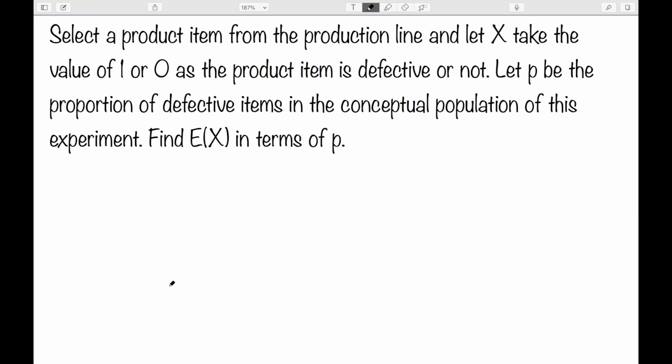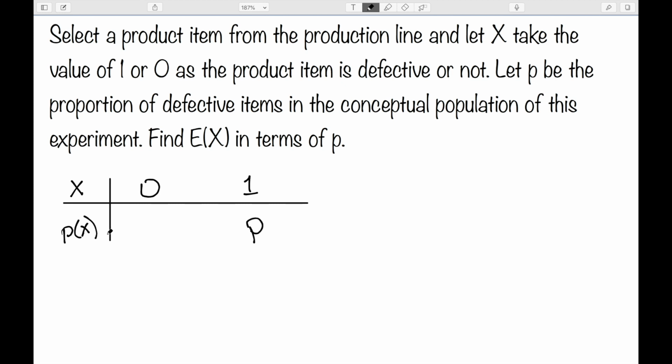An extension of the previous problem: let's select a product item from a production line, and we're going to let x take the value of 1 or 0 as the product item is defective or not. And we're going to let P be the proportion of defective items in the conceptual population of this experiment, and I want to find the expected value. So here, my values for x are still 0 and 1. The probability that it's defective is P. So the probability it's not defective is 1 minus P, since these two values do need to add up to be equal to 1.